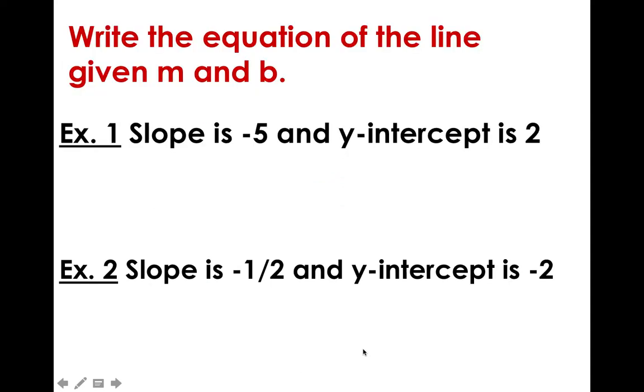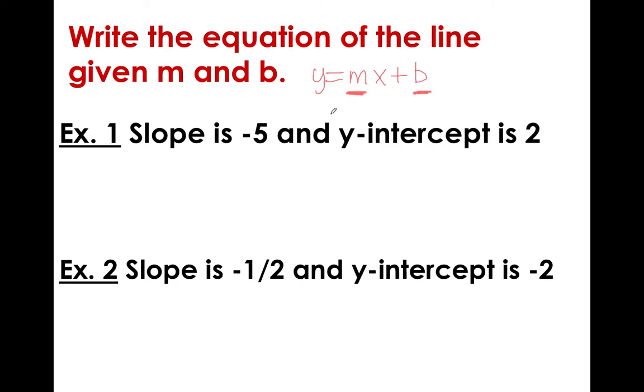So the first part right here, write the equation of a line given the M and the B. Remember the first step, all right? Trust the process. The process says the first thing we do is we write down y equals mx plus b. Now, we know that something has to take the place of that m, even if it's a 0. Any number can take the place of that m, and any number can take the place of this b.